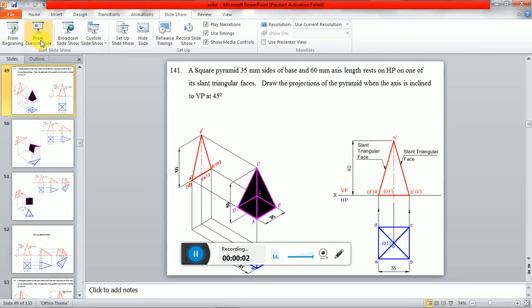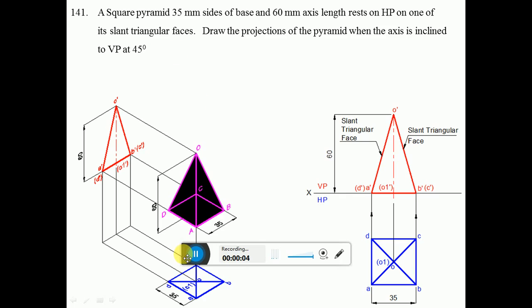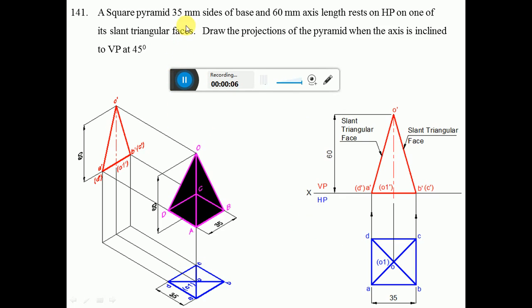So a square pyramid, 35 mm sides of base and 60 mm axis length, rests on HP on one of its slant triangular faces. Draw the projections of the pyramid when the axis is inclined to VP at 45 degrees.